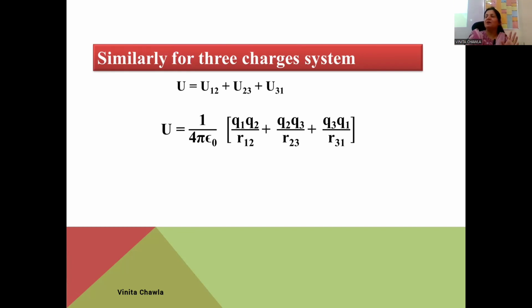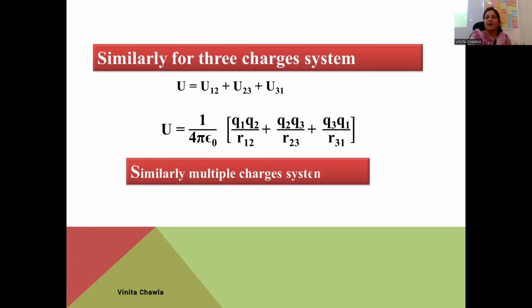First we'll take one pair at a time. We have three charges, 1, 2, 3. Now 1 and 2 at a time, 2 and 3 at a time, and 3 and 1 at a time. And then we'll add their electrostatic potential energies. So we'll get this expression. For multiple charge systems, for three charges we have three combinations. For n charges, we'll have n(n-1)/2 combinations. So the summation over i less than j of K qi qj upon rij.